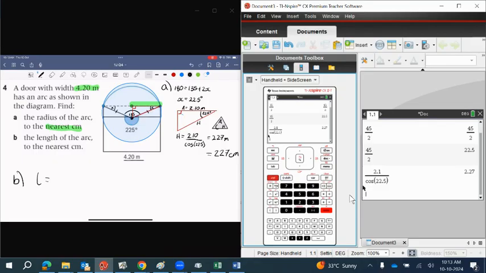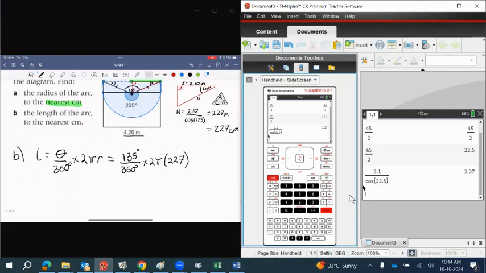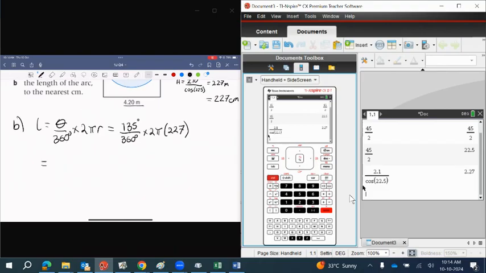The length of the arc is the angle over 360 degrees times 2 pi r. Putting our values in, our angle that we're going to use, let's make sure I get this one right. Yeah, we are there: 135 over 360 times 2 pi, and then we need to use 227. Let me do this on the calculator.